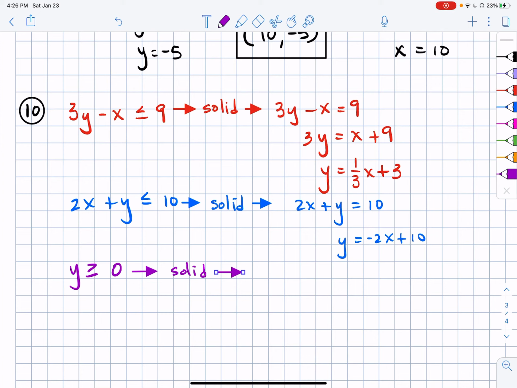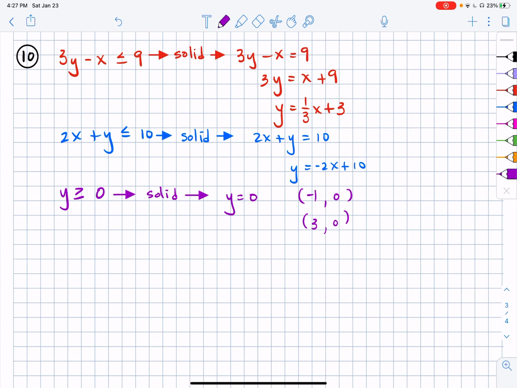If I don't know how to graph this, again, just graph 2 points where the y value is 0. This is going to be y equals 0. So if you don't know how to graph these, graph 2 points where the y value is 0. Okay, so I don't know, negative 1 and 3, just to throw it out there. Okay, all right, so let's go ahead and graph these.